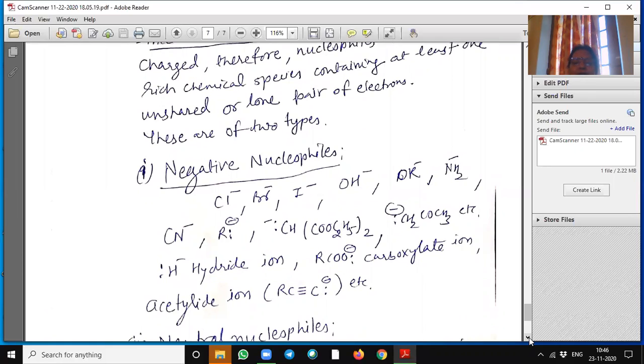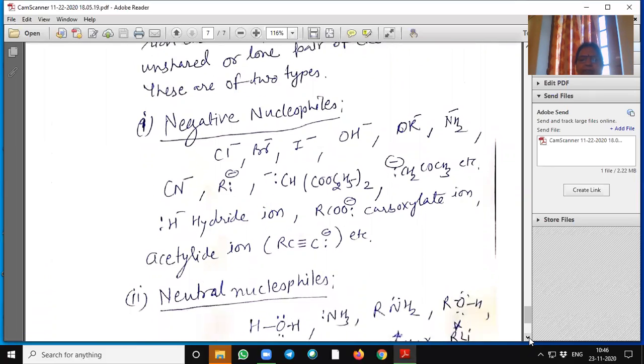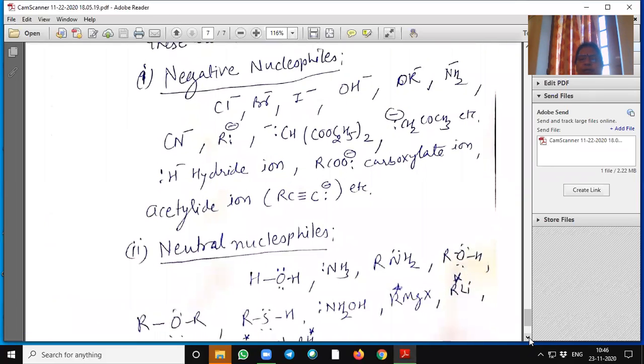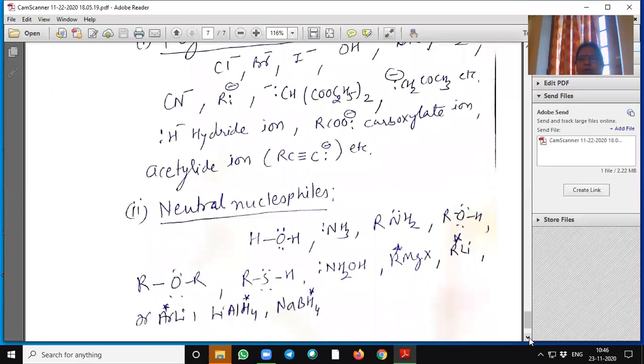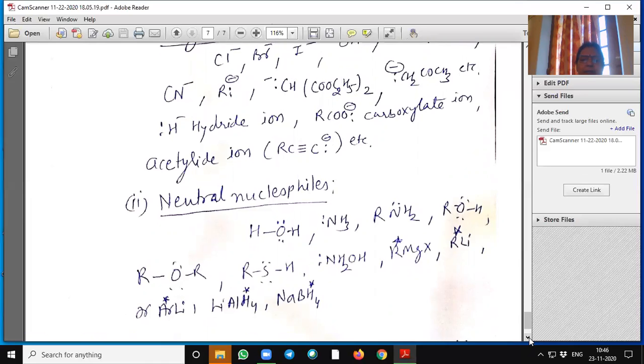Negative nucleophiles: chloride, bromide, iodide, hydroxide, alkoxide, amide, cyanide, hydride, acetate, carboxylate ion, acetylide ion, etc. Neutral nucleophiles: water molecule, ammonia, aniline, amines, lithium aluminum hydride, sodium borohydride, ethers, thioethers, etc.